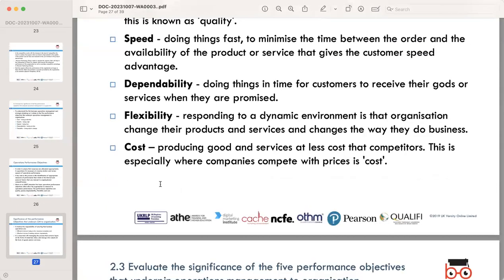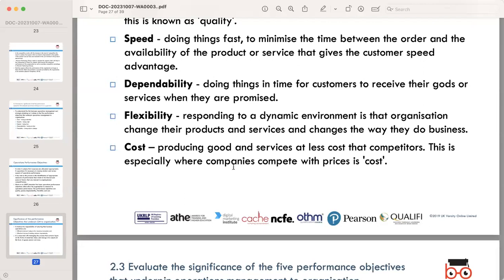Then the last one is cost, producing goods and services at less cost than competitors. This is especially where companies compete with prices and cost. So cost is an important factor for companies which compete directly on rates. The lower a company can keep its production costs, the lower the prices its customers face. So even companies who do not compete on price want to keep their cost as low as possible.